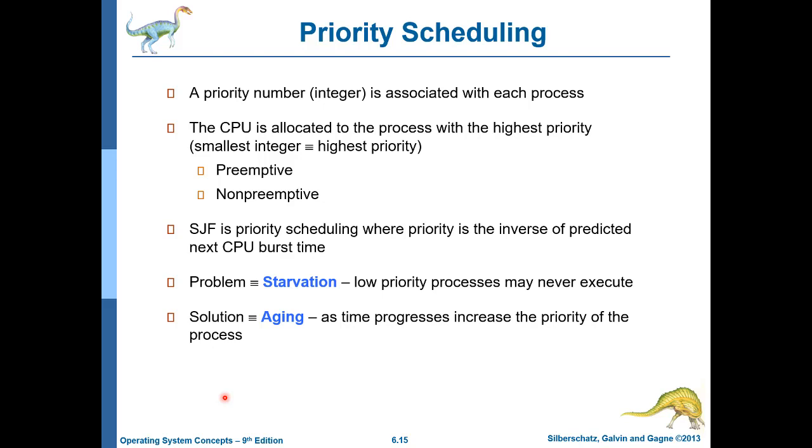Aging means that you increase the priority of that process which has a low priority. Initially it has very low priority, but after some time you increase the priority of this process, and some time will come that all the new processes coming will not be higher than this process, and this process will get to the CPU. So starvation is a problem and aging is a solution to the problem.